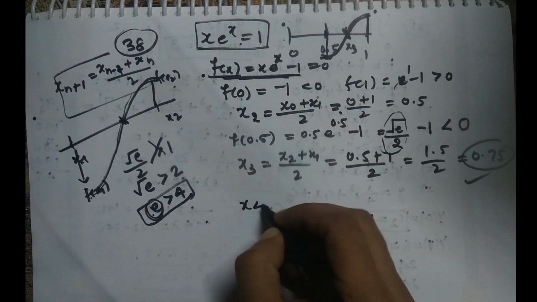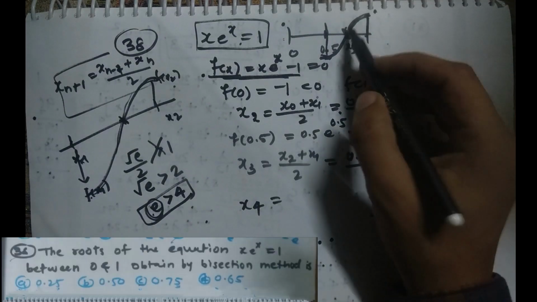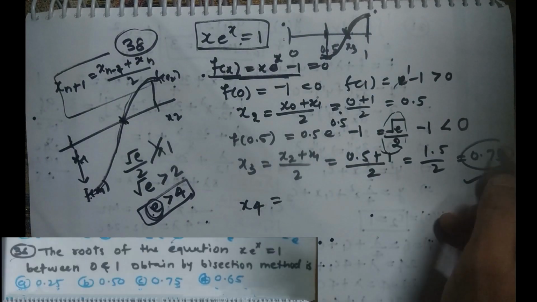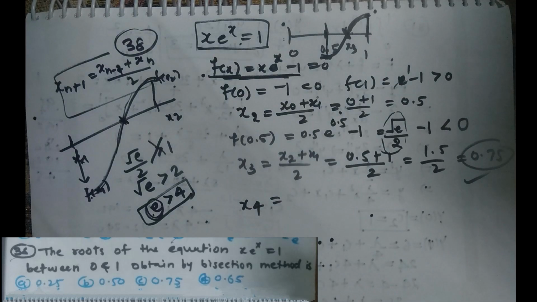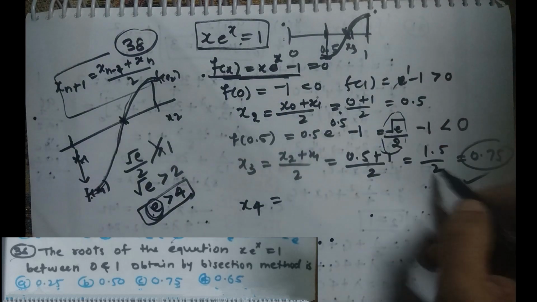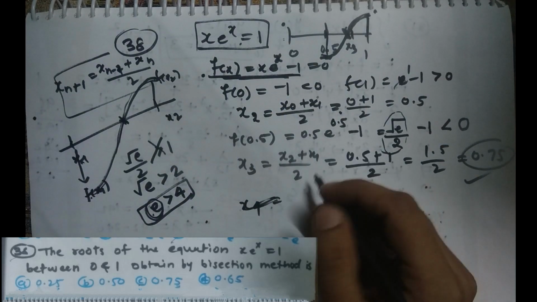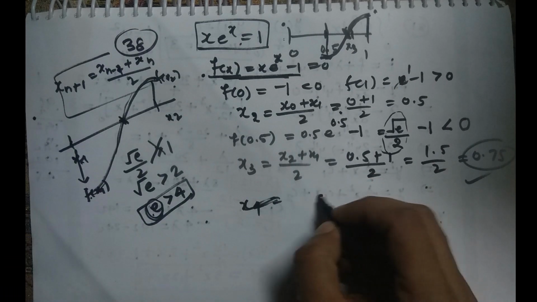If I try to find out the next root x4, you will get something like 0.756 or something, which is approximately equal to 0.75. So by looking at the options, you can say that option C is correct.